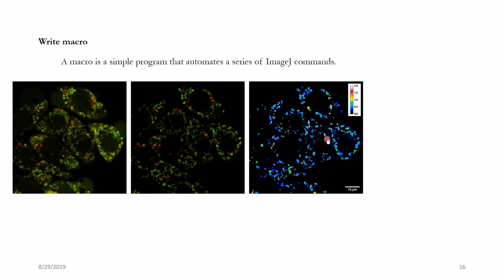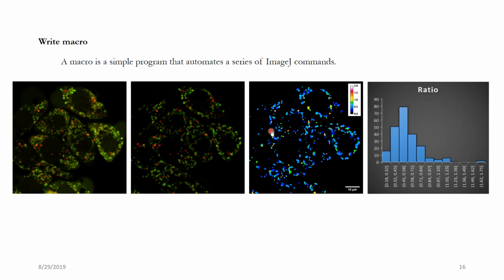And lastly, based upon image processing like this, you can pull out the information about the ratio of the intensities for each of these compartments and plot a histogram. So how do we automate all of this process, at least till this step? This last part, once you have the data, then you can use a program like Excel to do it pretty well. So let's see how we can do the first few steps.